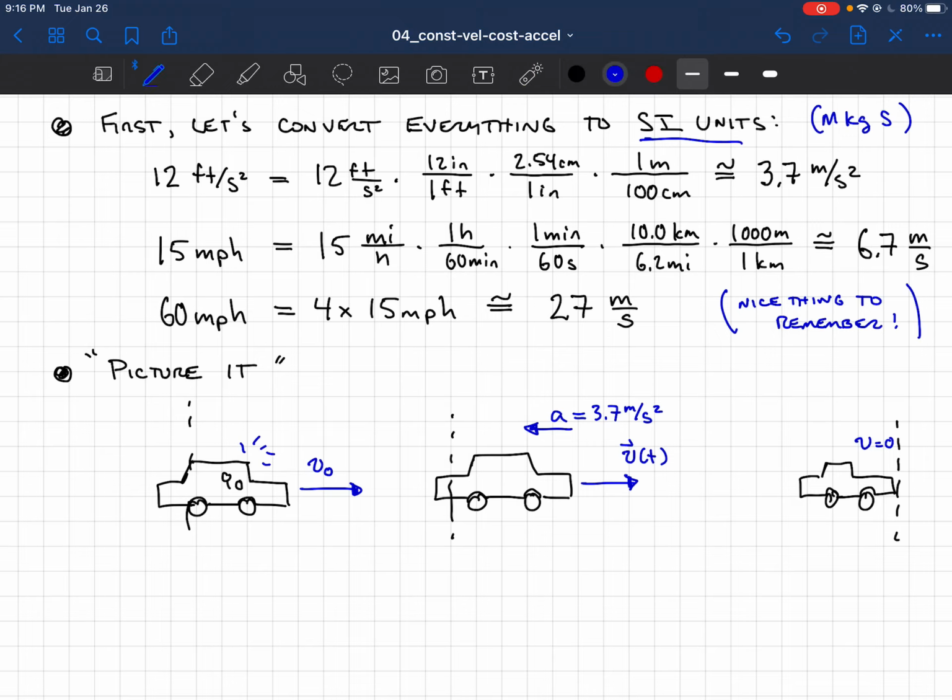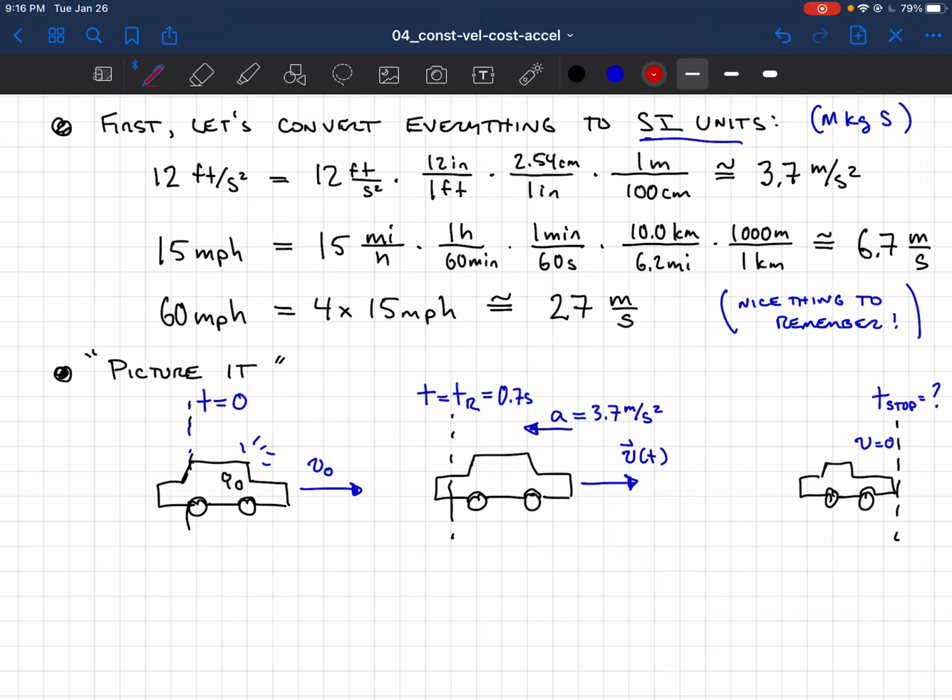What else can we do? Well, we might include time here. So this is time equal to 0, and this is time equal to t reaction, which is equal to 0.7 seconds. And then finally, this is t stop, and we don't actually know what that is. We don't know how much time it takes. Maybe we'll need it, maybe we won't.